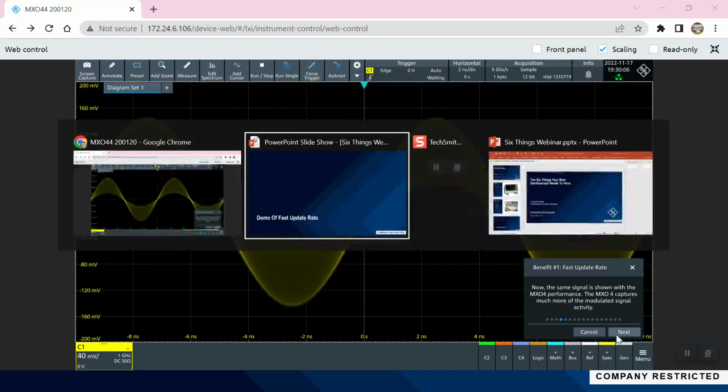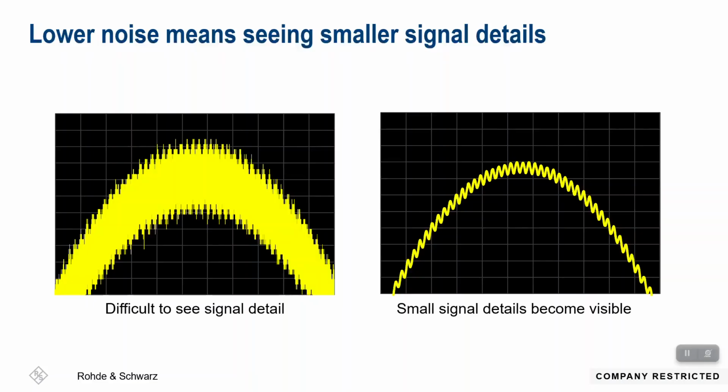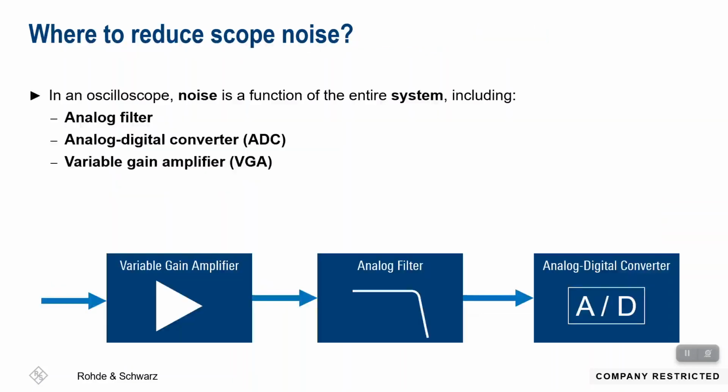Perfect. Switch back to the presentation. The second benefit we want to talk about, the second thing your next oscilloscope needs to have, is low noise. So what does low noise do for you? It enables you to see small signal details.